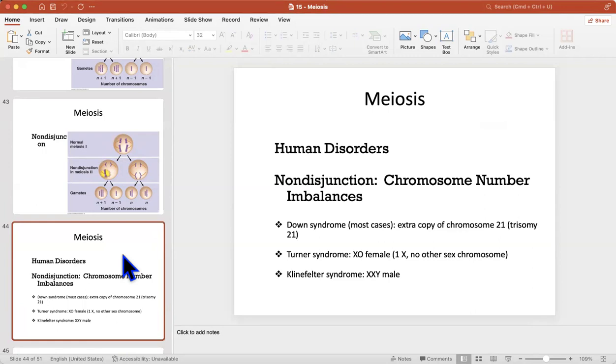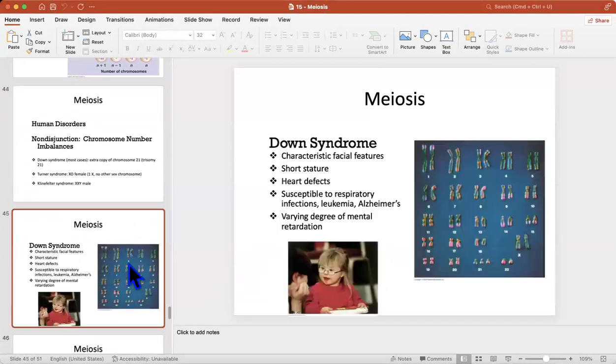Like Down syndrome. Down syndrome is the extra chromosome number 21. You have an extra 21. And Turner syndrome, we're going to look at each one of them, that's where you miss one. We call it XO female. And Klinefelter syndrome, that's the super male. You have an extra one. So let's look at each one of them.